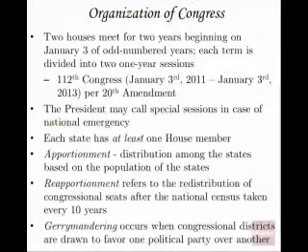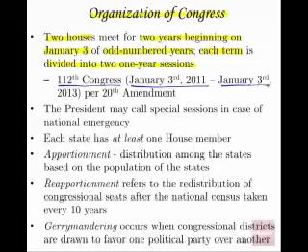So the organization of Congress is as such. The two houses meet for 2 years, beginning on January 3rd of odd-numbered years. Each term is divided into two one-year sessions. For example, the 112th Congress met on January 3rd, 2011, and ended on January 3rd, 2013, per the 20th Amendment, meaning that the 20th Amendment changed the dates from March to January. A lot of it had to do with technology.